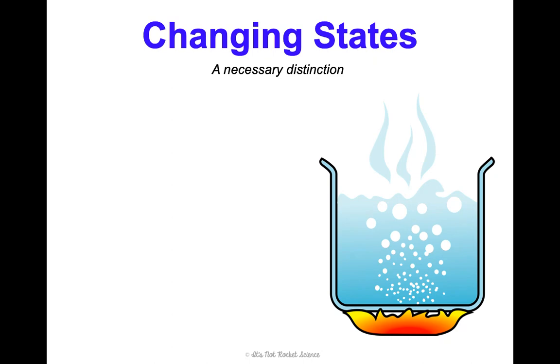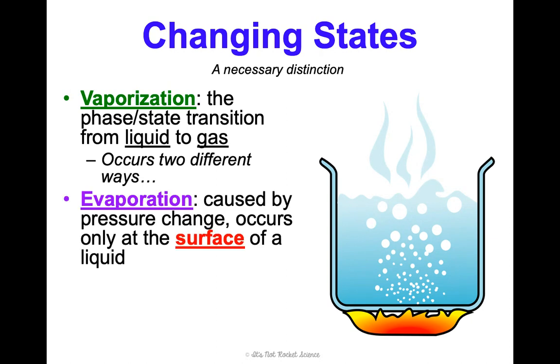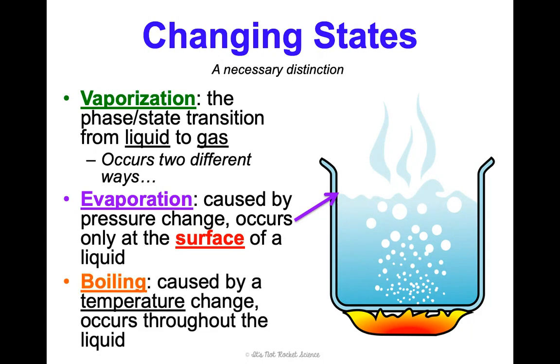So let's keep talking about changing states. So this is a necessary distinction when we're talking about phase changes. So vaporization is the phase or state transition from liquid to gas. It occurs in two different ways. These are important to remember, so please remember. Evaporation is one. It's caused by the pressure change, which occurs only at the surface of a liquid. Evaporation only happens here. And boiling is caused by temperature change, which occurs throughout the liquid. So that's the bubbles that are coming up from the bottom. That's boiling, and evaporation is literally where liquid turns to gas.